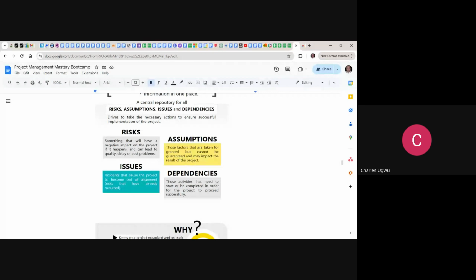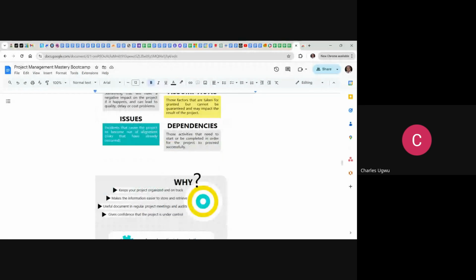Dependencies are those activities that need to start or be completed in order for the project to proceed successfully. So you can see all these four factors. If not properly managed, they can cause the project to be out of alignment. And that's why we want to store all of them in one document called a RAID log, where we have regular meetings and monitor all these items in the RAID log.